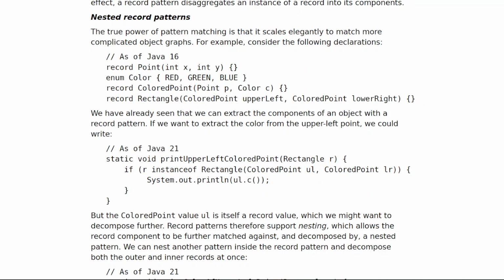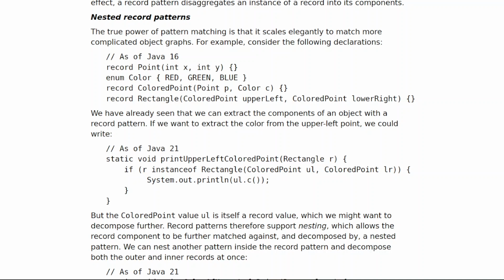If we want to extract the color from the upper left point, we could write, as of Java 21: static void printUpperLeftColoredPoint(Rectangle r) { if (r instanceof Rectangle(ColoredPoint ul, ColoredPoint lr)) System.out.println(ul.c). But the ColoredPoint value ul is itself a record value, which we might want to decompose further.